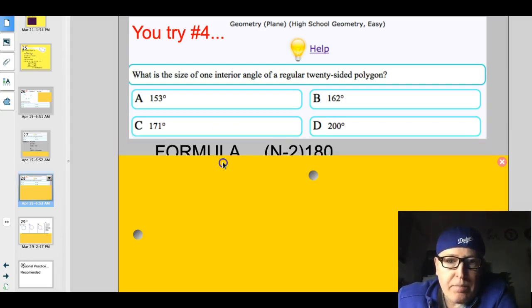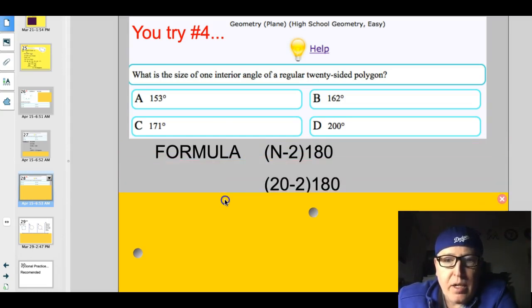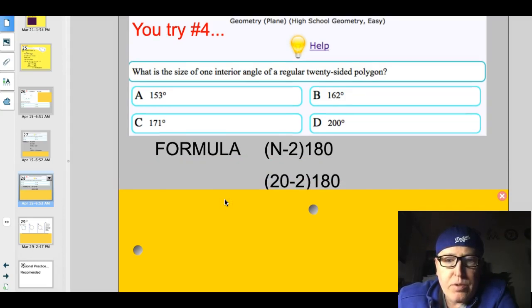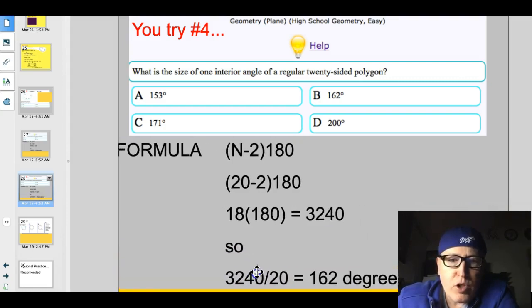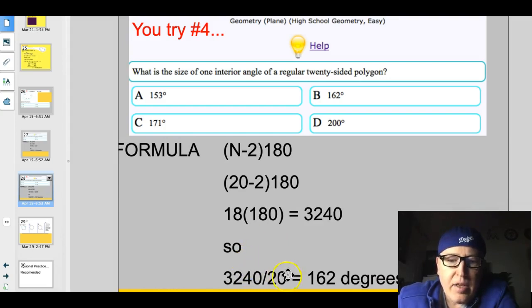Okay, let's take a look. Well, again, we use the formula, the number of sides minus 2 times 180. Well, 20 minus 2 is going to be 18, times 180 is 3,240 degrees. So I have to divide that, not by 18, but by 20, because there are 20 sides in that. That gives me 162 degrees.